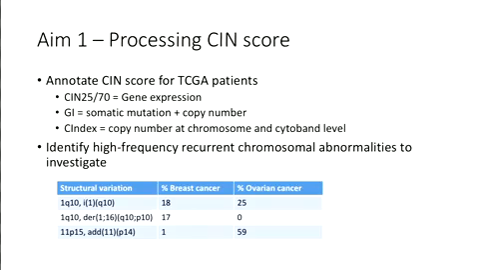So the CIN25 is the gene expression, GI is the somatic mutation plus copy number, and then the C-index is the copy number at the chromosome and the cytoband level. And then I'll also identify the high frequency chromosomal abnormalities.